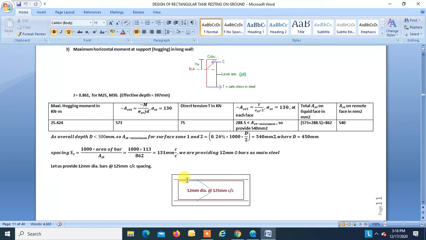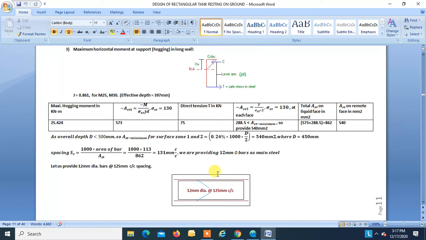Now this steel will be the addition of AST1, that is due to moment, plus AST2, that is due to the direct tension pull. So this plus this is equal to 862 mm², the horizontal steel area. As this is greater than 540, this is okay. And this has to be provided over here, but where it is less than 540, we have to at least provide 540 over here.